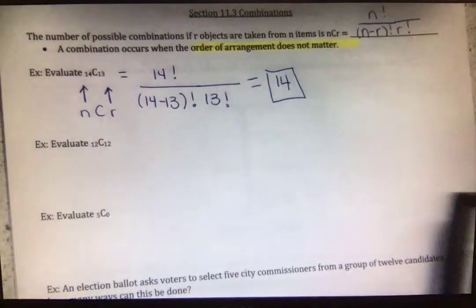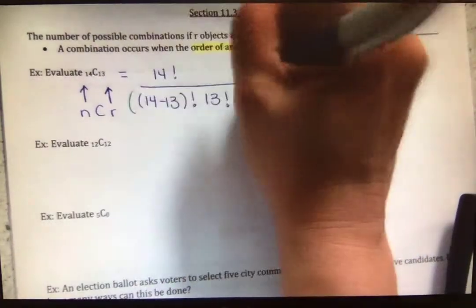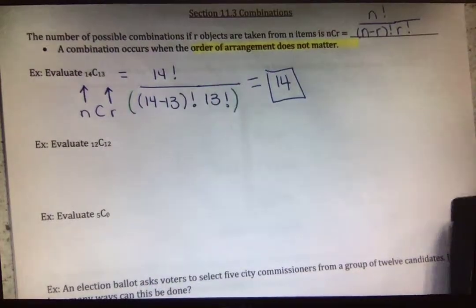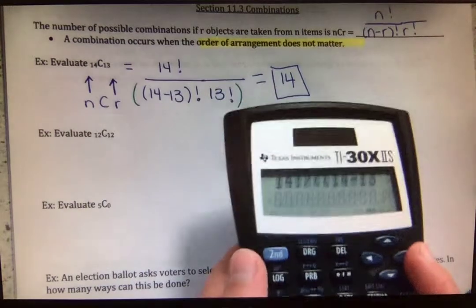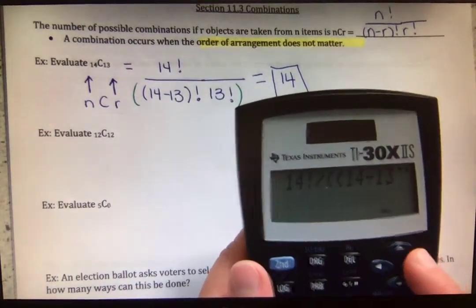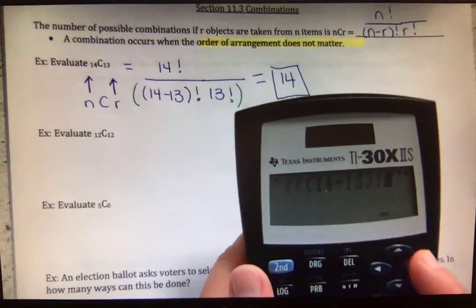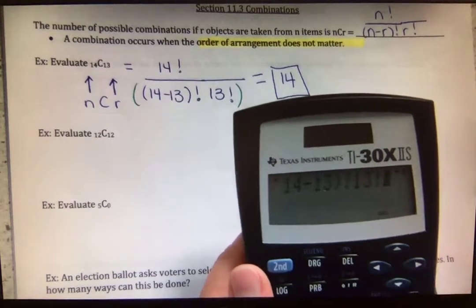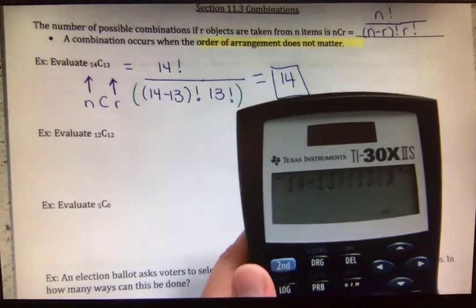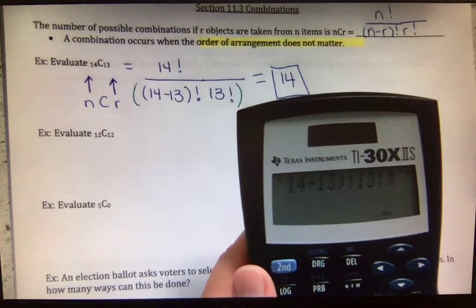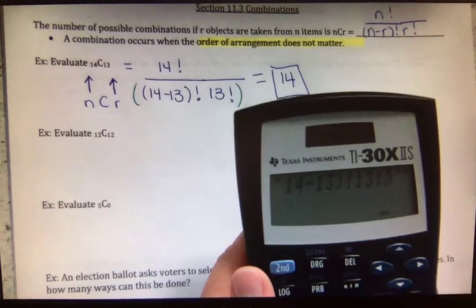Yes, because I have to group all of this stuff on the bottom. So I use a parenthesis to group everything on the bottom. Then I use another parenthesis to group my 14 minus 13 together. Times 13 factorial, and then my last parenthesis. Do I need to do it one more time?